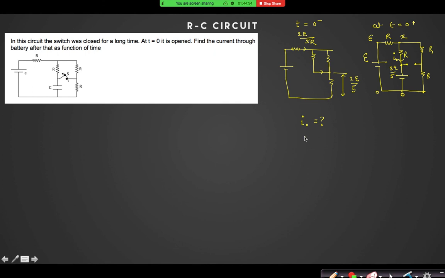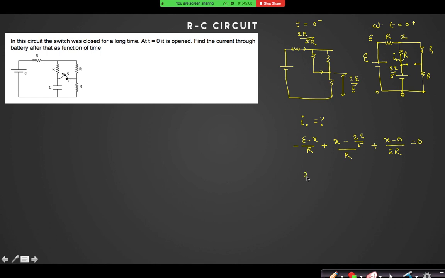So look, I am saying x minus e by r, plus x minus 2e by 5 divided by r, plus x minus 0 divided by 2r, equal to 0. Can I write this equation? Yes or no? Yes, sir. So I'll multiply it with 2.